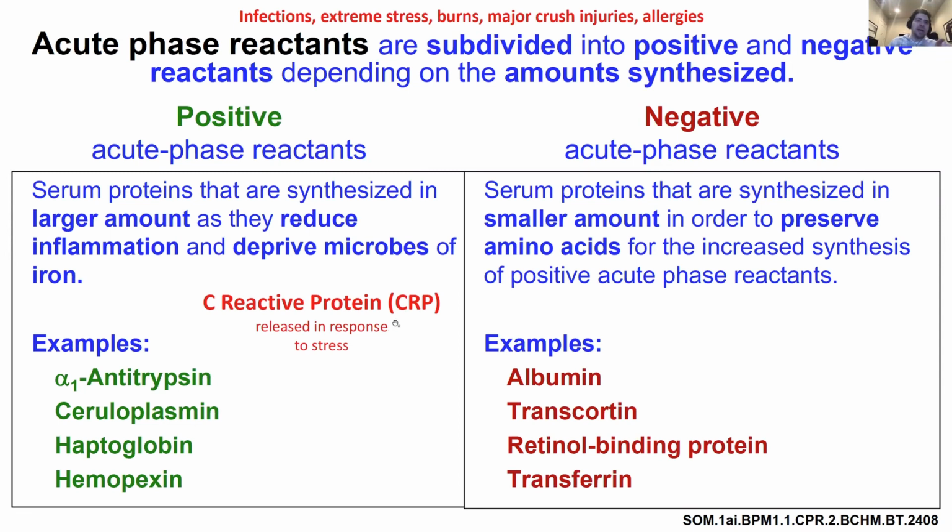Keep in mind that C-reactive protein is the primary protein that's released in an acute phase reaction, but it doesn't fall under this category. So if you get an increased C-reactive protein, it's indicative of some sort of infection, and these are going to be some that are upregulated versus these that are downregulated.